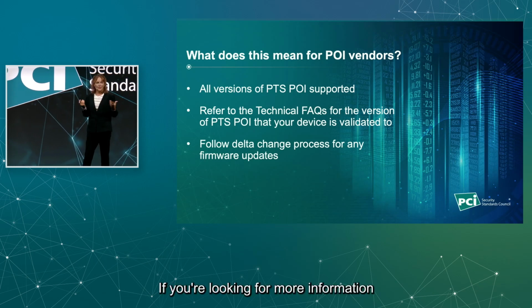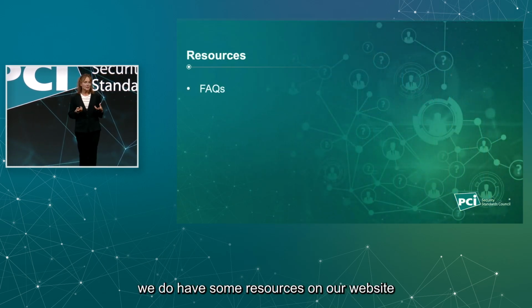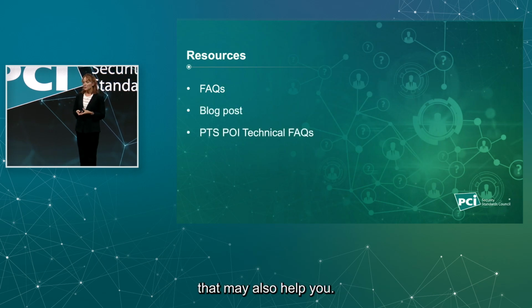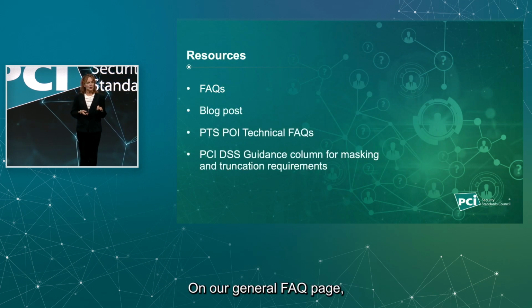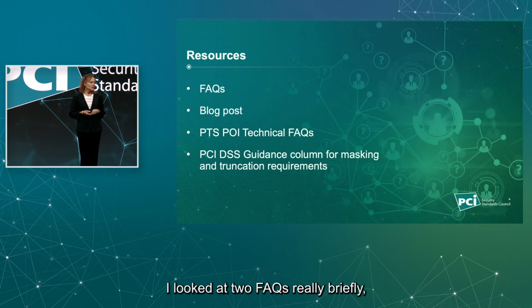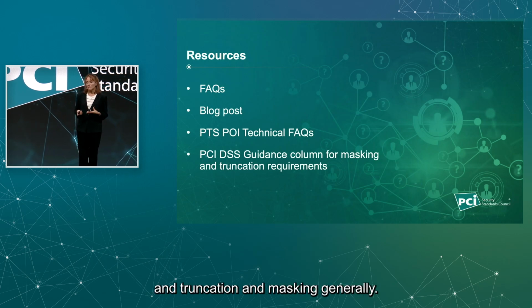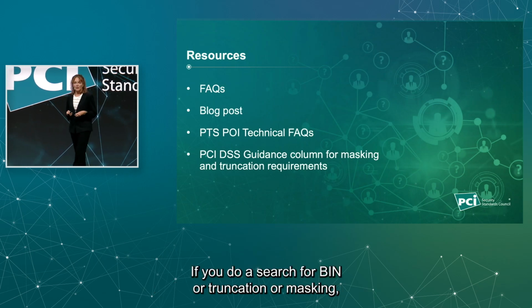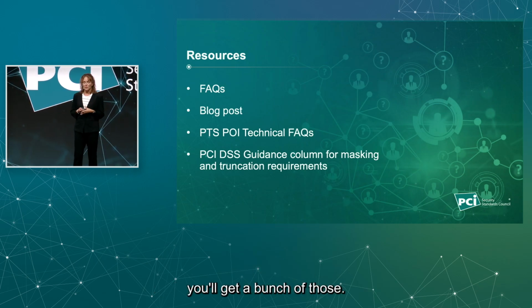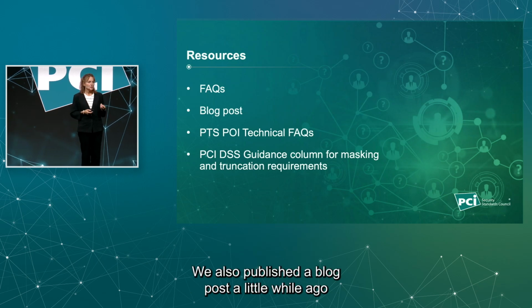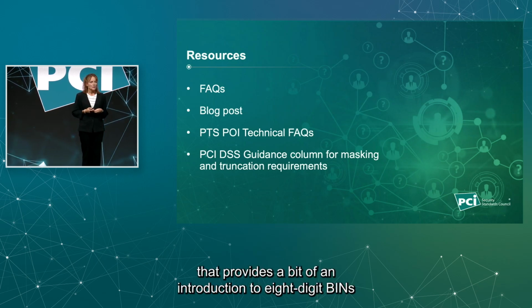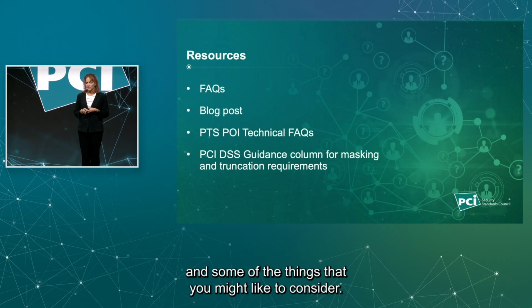If you're looking for more information on 8-digit bins generally, we do have some resources on our website that may also help you. On our general FAQ page, I looked at 2 FAQs really briefly. We do have some more that cover bin ranges and truncation and masking generally. If you do a search for bin or truncation or masking, you'll get a bunch of those. We also published a blog post a little while ago that provides a bit of an introduction to 8-digit bins and some of the things that you might like to consider.